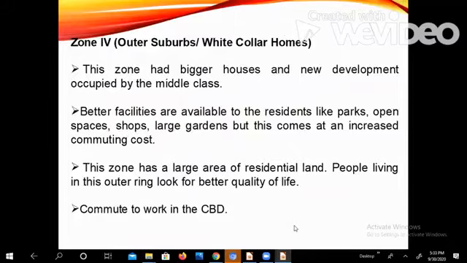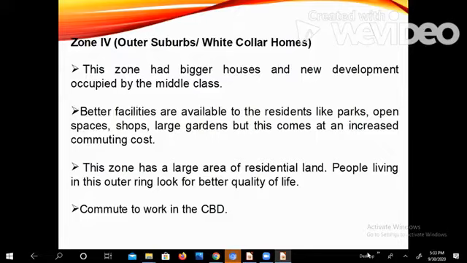Next on, we have the zone 4. This is the MIG place, that is the middle income group. So we term it as what? We term it as the white collar homes. Now, the land price over here is much more reduced. Since it is much more reduced, try to remember the diagram which was shown at the start.